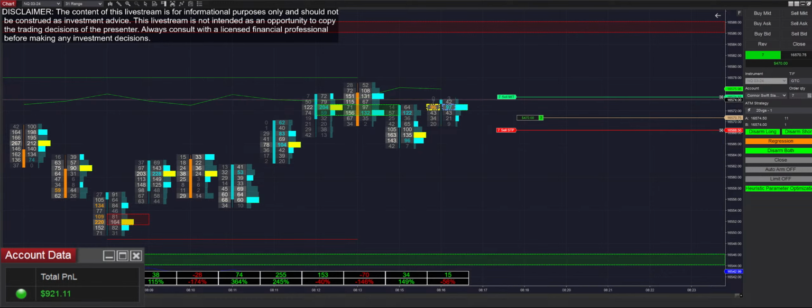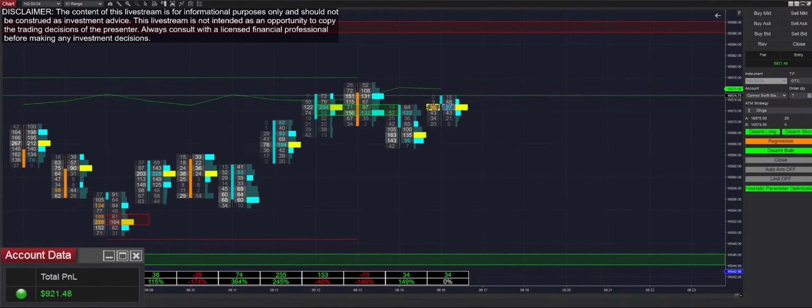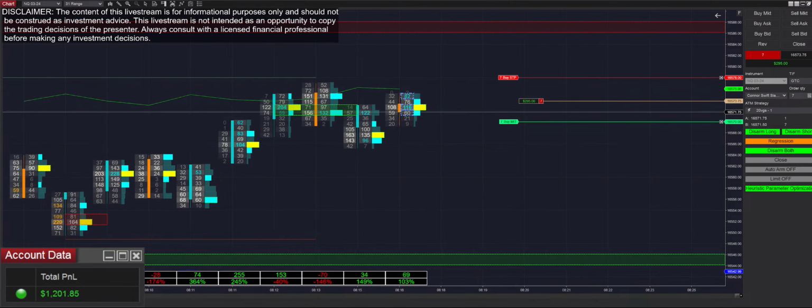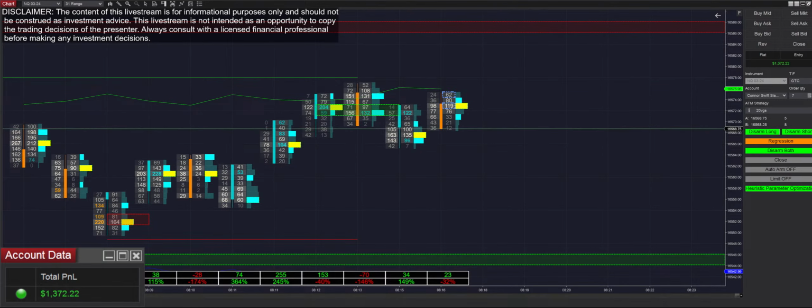Still inside this trade here, taking a while for us, but we ended up getting filled there. That's our second one of the day, bringing us up to $921.48. Just got filled into a short trade here, also in regression. That's very nice for this range, and we got filled very, very quickly on that one. Ended up winning that. Brings us up to the 1,372 on the day.